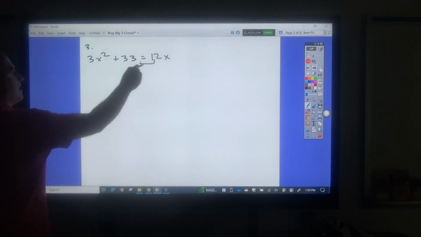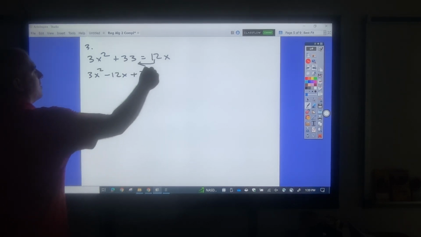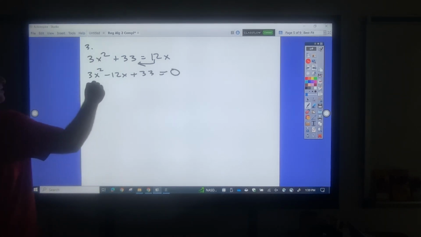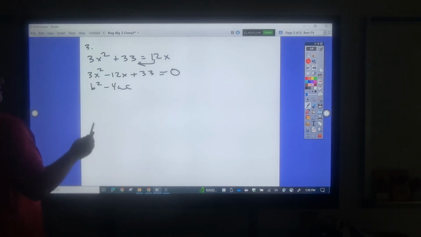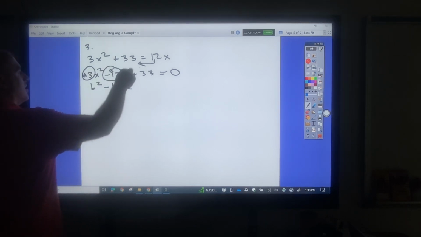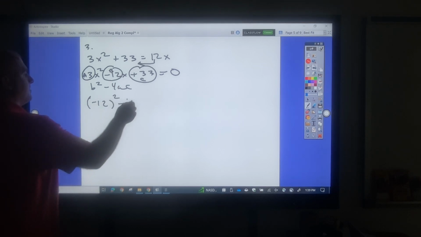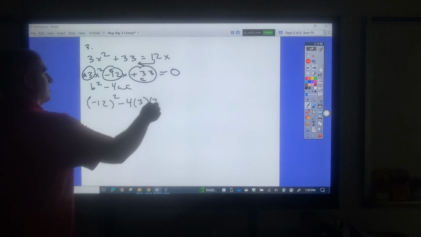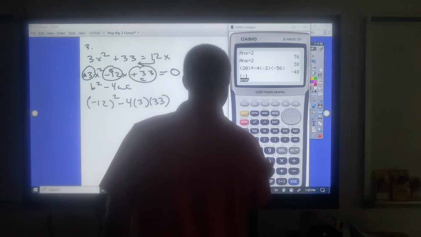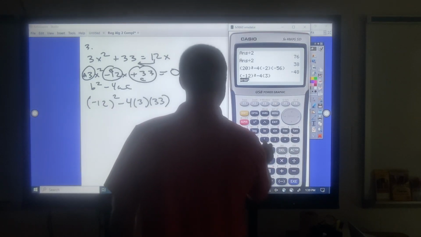I move this 12x back. Make sure you put that in the middle. Okay, don't leave that outside. Remember, it's got to go x squared, x, then number. b squared minus 4ac. Okay, this is my a. This is my b. This is my c. Negative 12 squared minus 4 times 3 times 33.